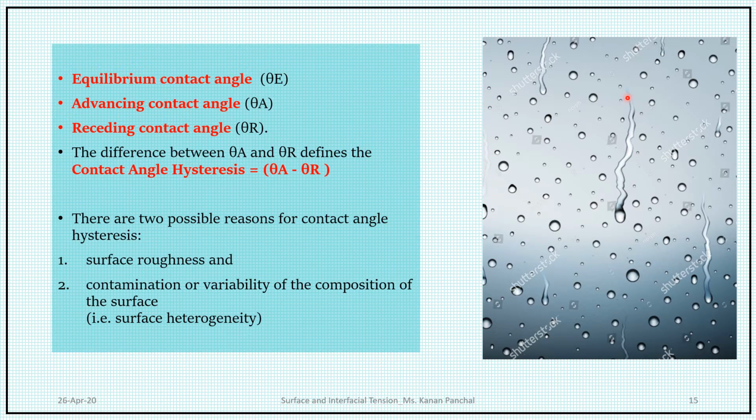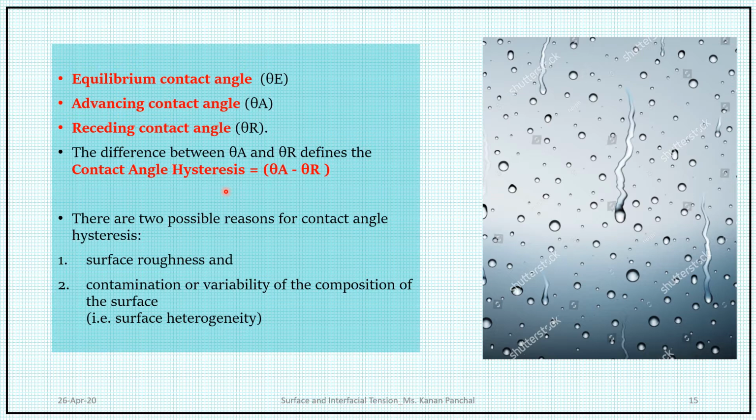The contact angle formed by such trailing droplets on the advancing side is called the advancing contact angle, and on the receding side, it forms the receding contact angle. The difference between the advancing contact angle and the receding contact angle is called the contact angle hysteresis. Now, what causes this contact angle hysteresis?